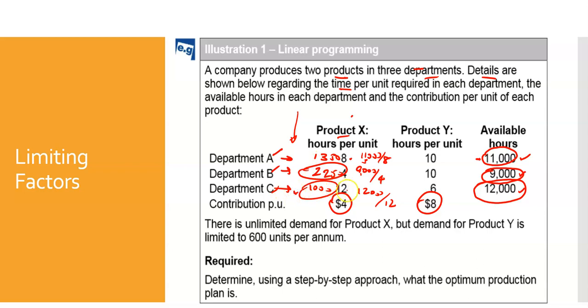Department C is too slow. It needs 12 hours a unit. You only have 12,000 hours. And I'm not even doing the question yet. I'm just emphasizing this issue of scarcity just to show you what we're dealing with.